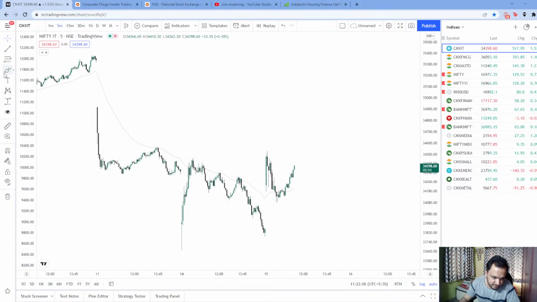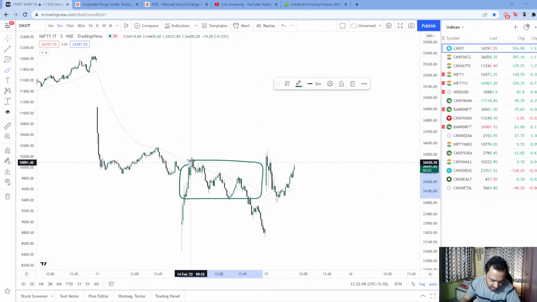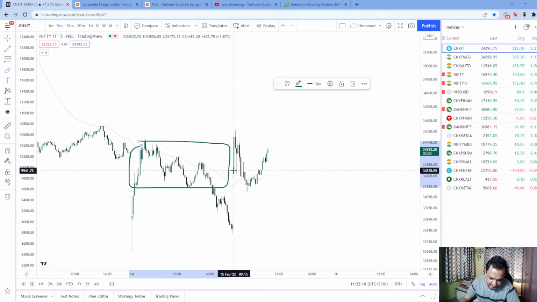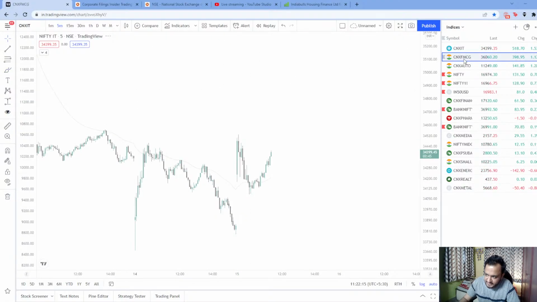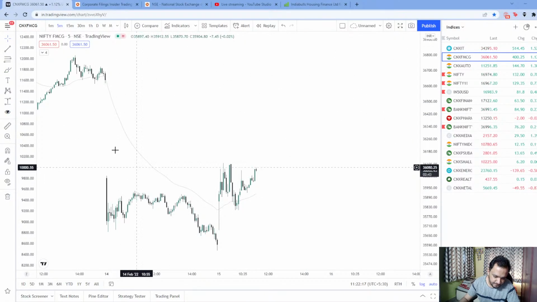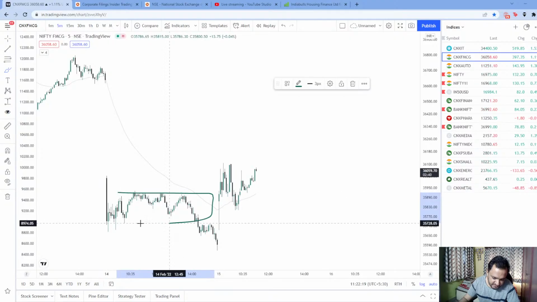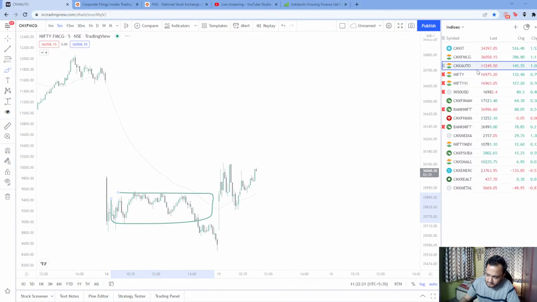When it's opening above the previous day range, or it's going above the previous day range, then demand zones are active. All right, they are very strong. So if anything sets up, you can definitely try to take it. Look at this as well. Opening above the previous day range and then trying to go up.